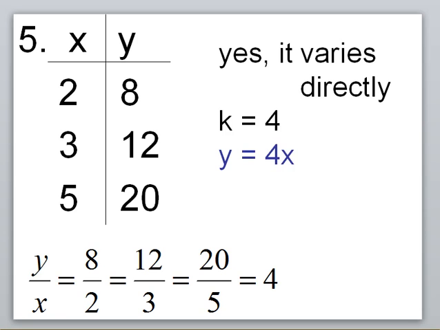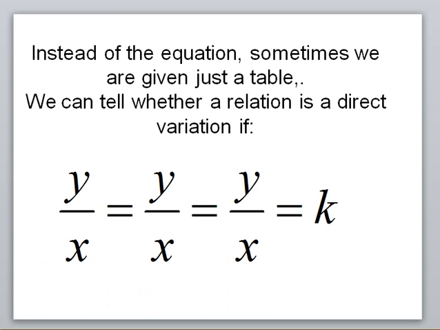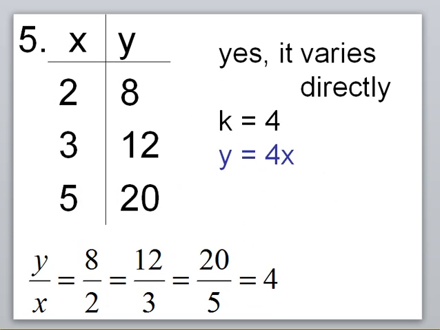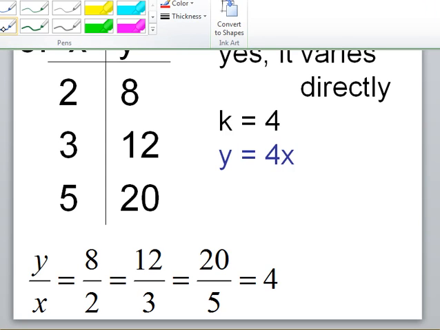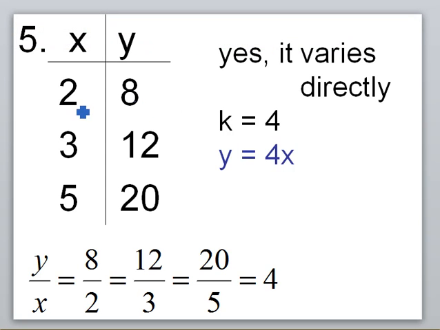So in this example, if you look, what I've done is, remember, it's y over x. So I've written 8 over 2, y over x, 12 over 3, y over x, and 20 over 5, y over x. Each of these fractions divide to give me 4. So yes, I can say that it varies directly and that my k is equal to 4.